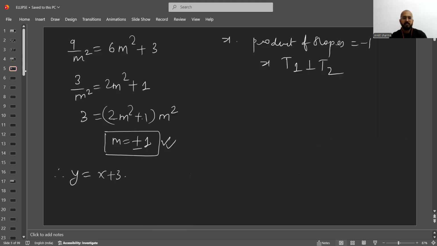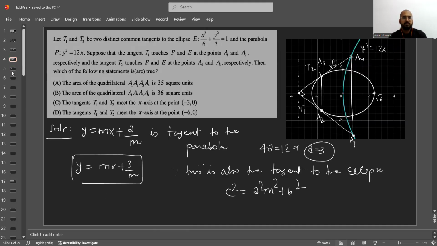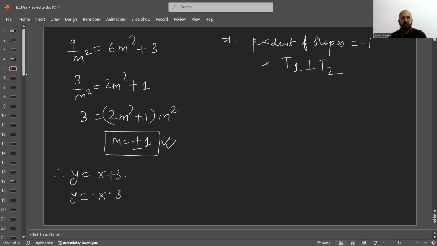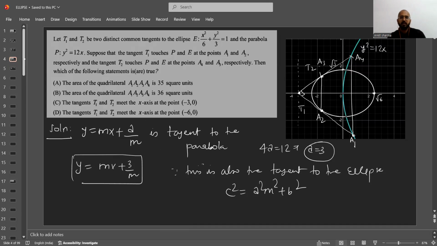So y is equal to x plus 3, and then the second would be y is equal to definitely minus x, and here we have minus 3. So that means they're intersecting at minus 3 comma 0 only. So they intersect at minus 3 comma 0. So they're intersecting here at minus 3 comma 0.